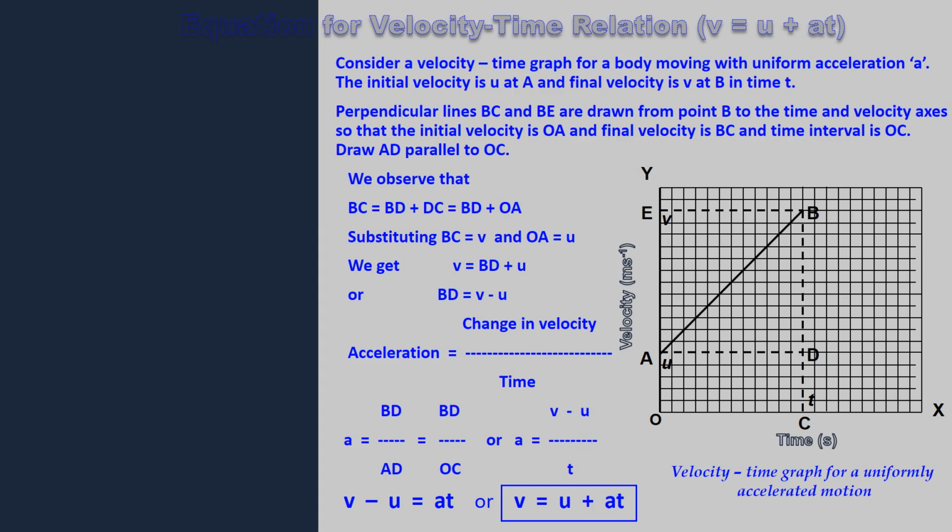Then we know that acceleration is equal to change in velocity upon time. So we put that value: a is equal to BD by AD, which is equal to BD upon OC, or a is equal to v minus u upon t. So v minus u is equal to at, or we can write v is equal to u plus at, which is the first equation of motion.